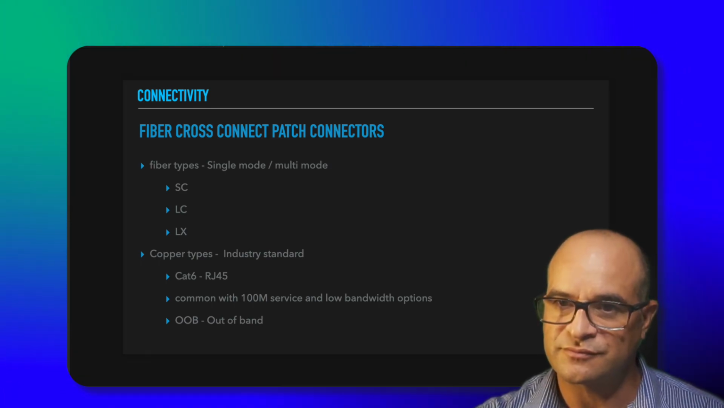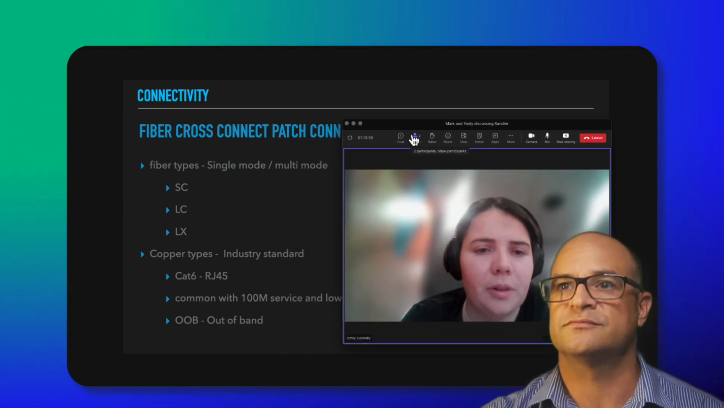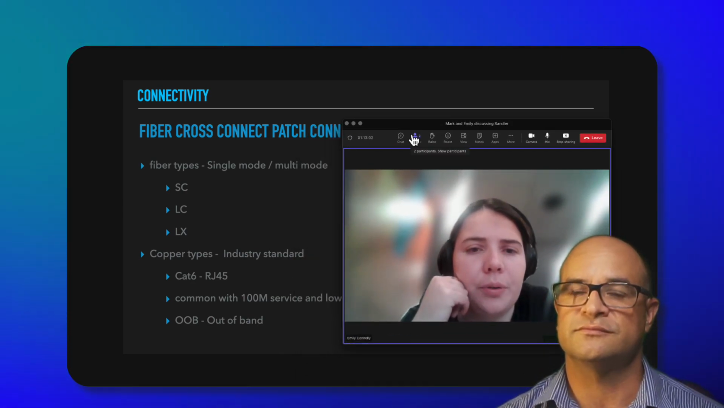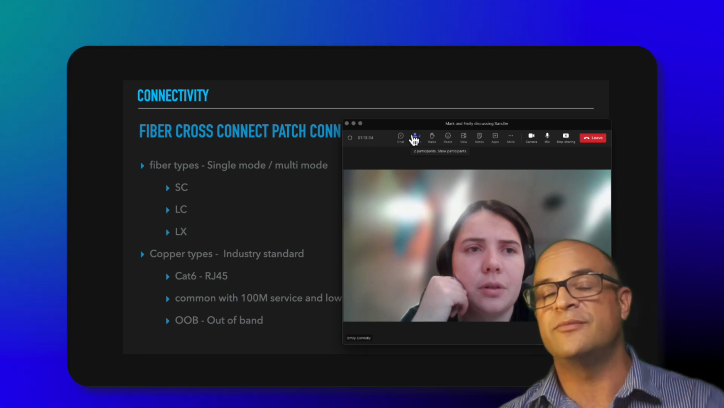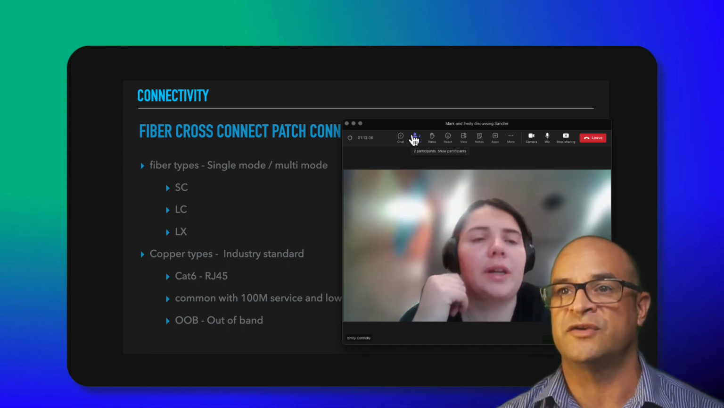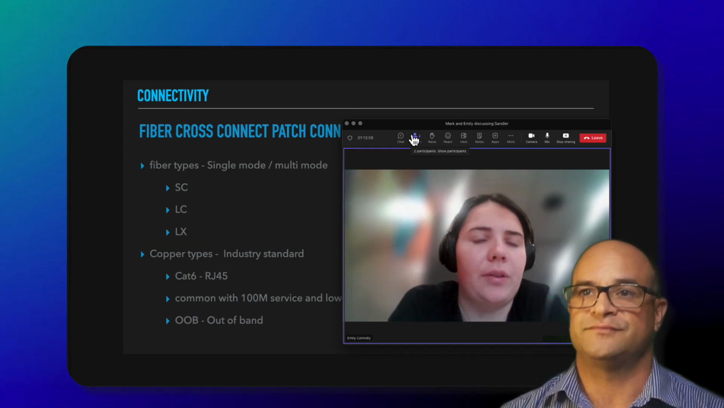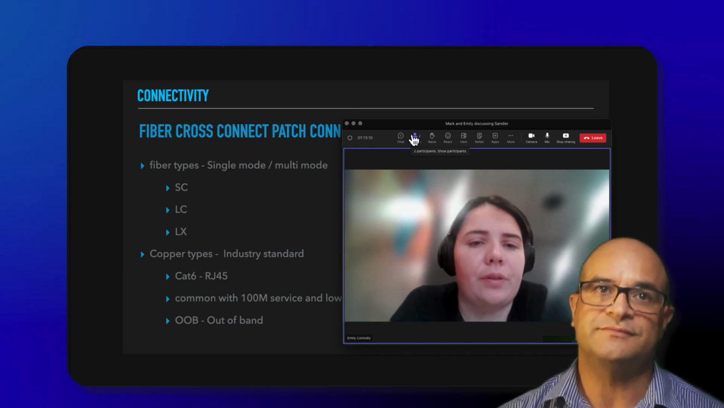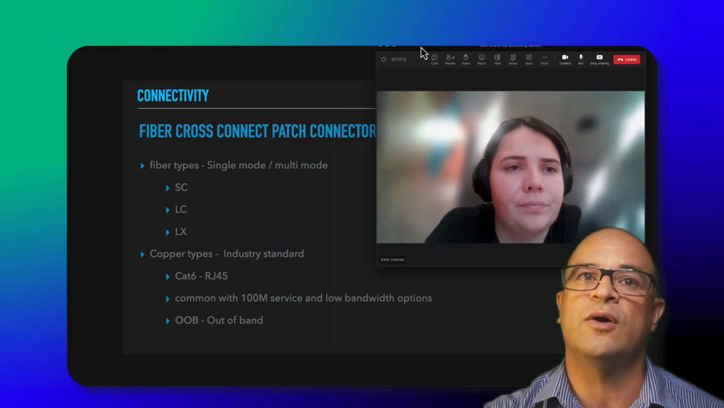Are all of those options, the fiber types that you just talked about, all single mode? No, that could be multi-mode as well. So they can also be multi-mode, yes. But right now data centers prefer single mode. Okay, understood.